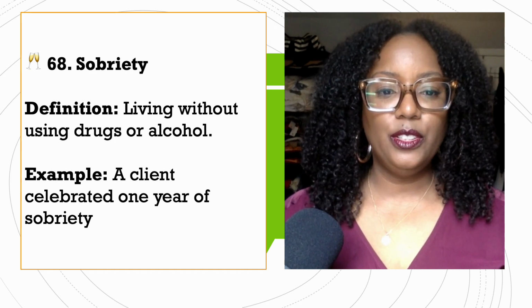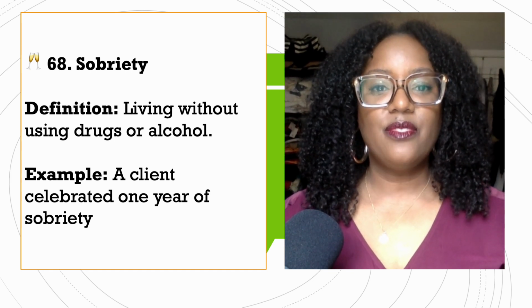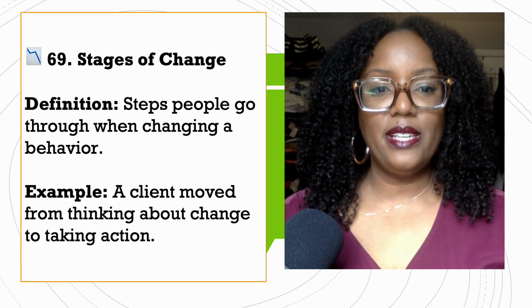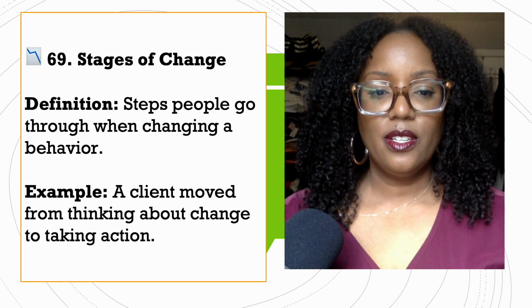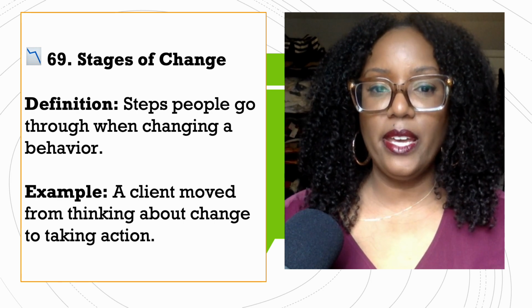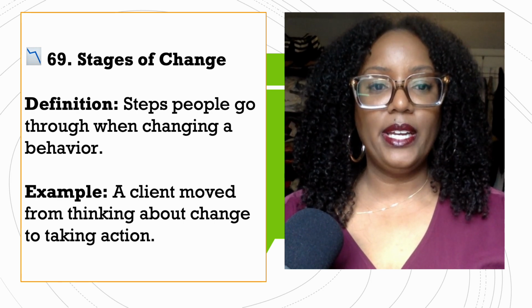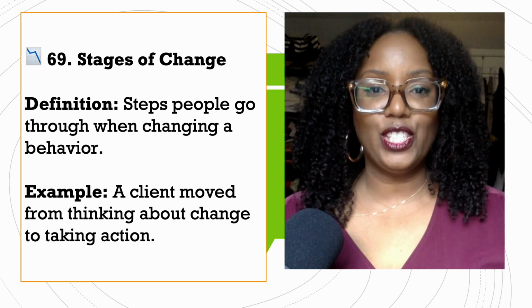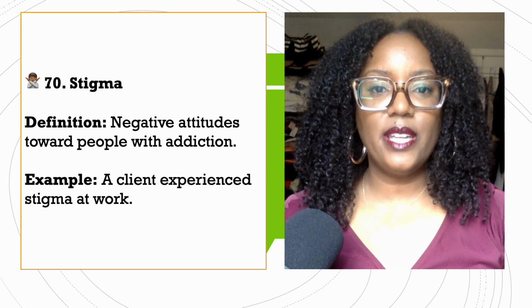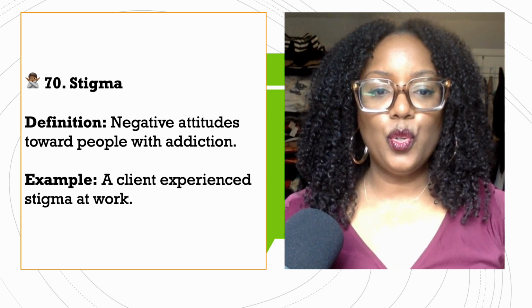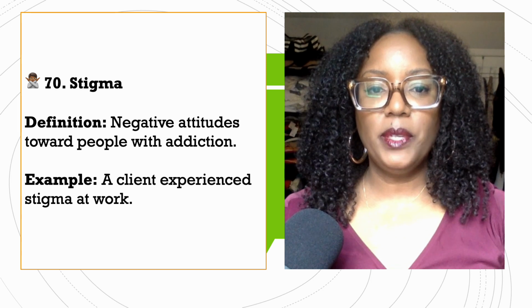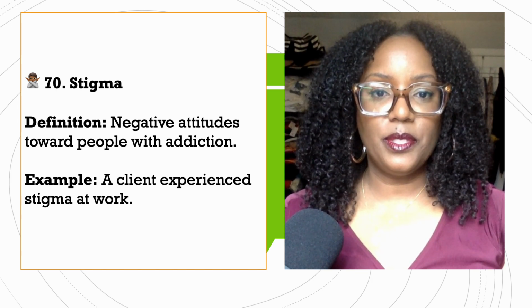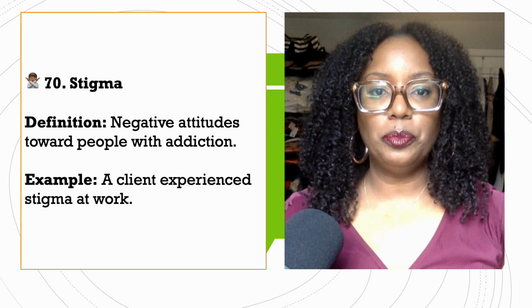This is when you live without using drugs or alcohol. It is the foundation to recovery and living healthy and well. Term 69 is stages of change. These are the steps people go through when changing a behavior. Because change doesn't happen overnight, this model shows people how to move step by step towards action. Term 70 is stigma. These are negative attitudes toward people with addiction. Stigma is the judgment and shame people experience when they are struggling with addiction and substance use. It can keep people from getting help.